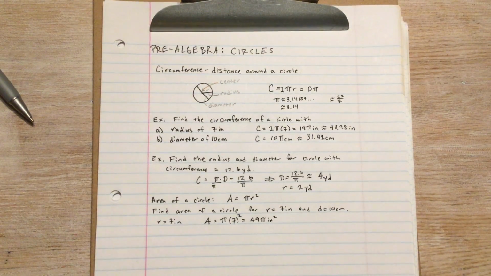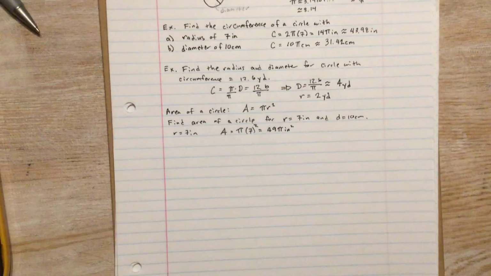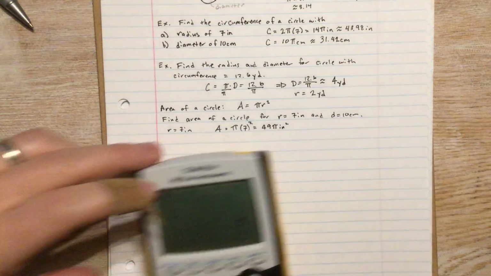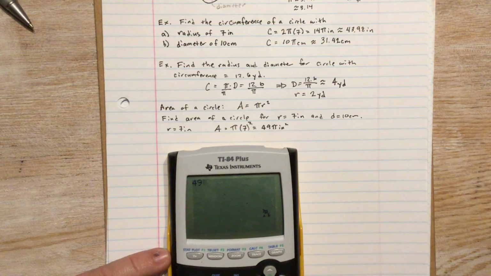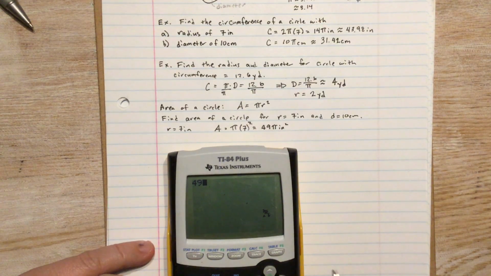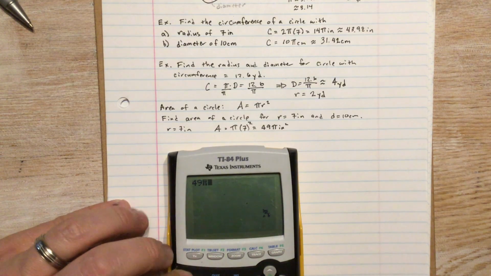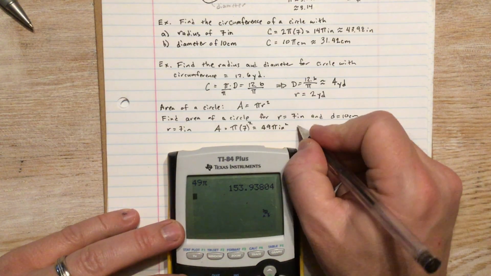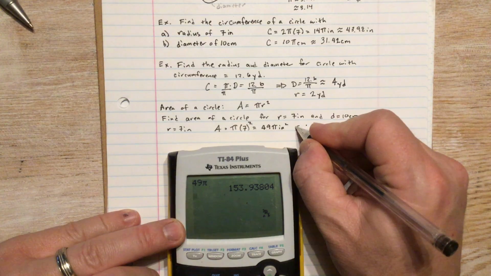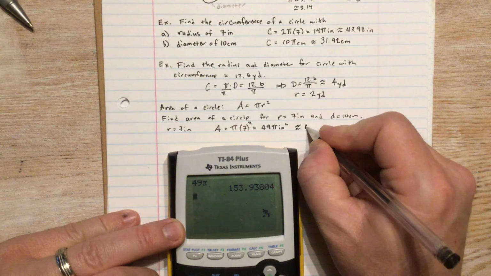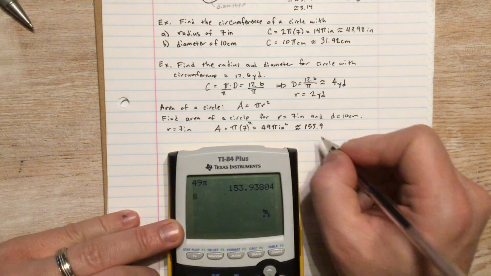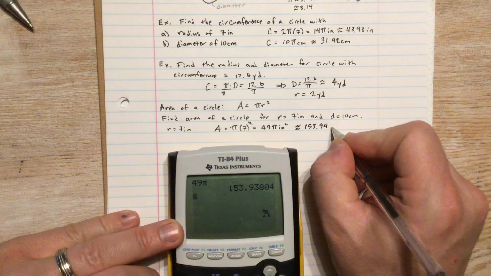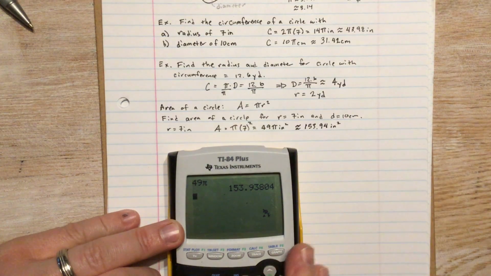So here, shift this down just a little bit. So I go 49, and I've already calculated that. Do not square the pi. And then I'm going to put the pi in, and I get that this is approximately 153.9, and I'm going to round up because 938, so it's 94 inches squared.